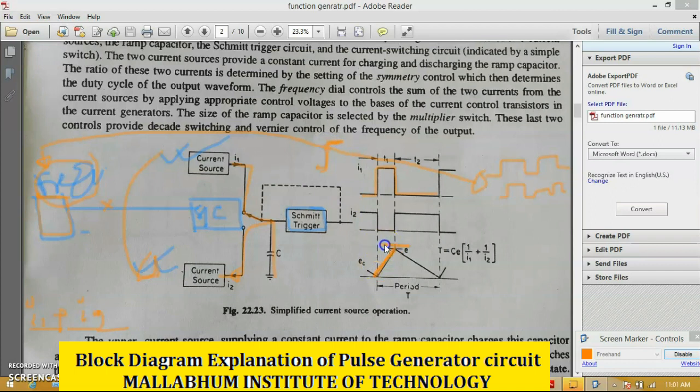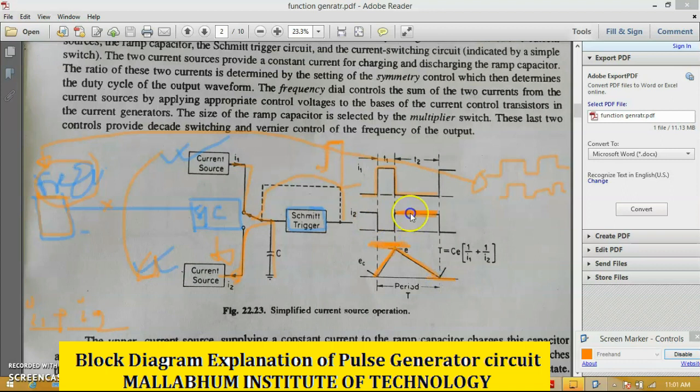Now this is the predetermined positive level. As soon as the capacitor voltage reaches the predetermined positive level, the Schmitt trigger changes its state. As soon as the Schmitt trigger changes its state, it switches on the current source I2. As soon as I2 is on, the capacitor starts to discharge, and it again reaches the predetermined level.